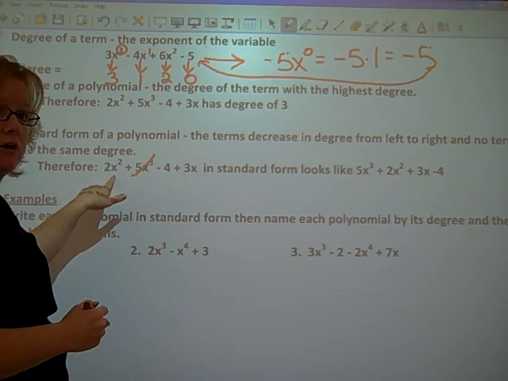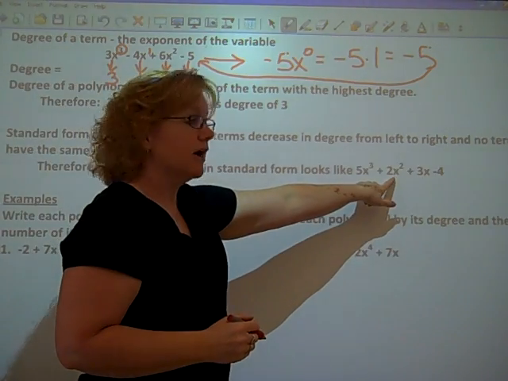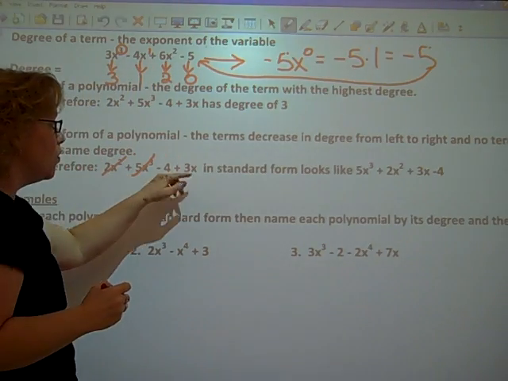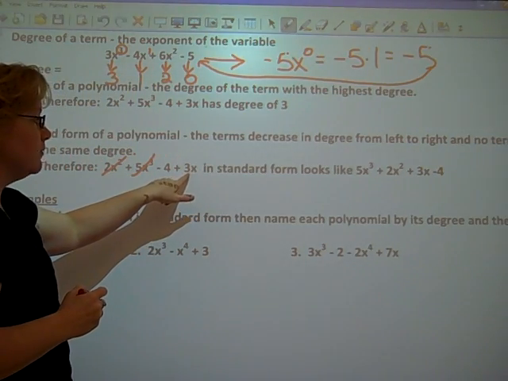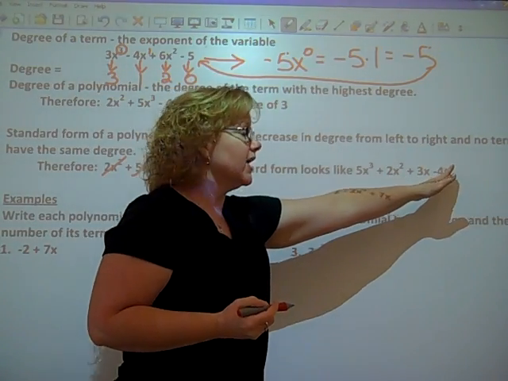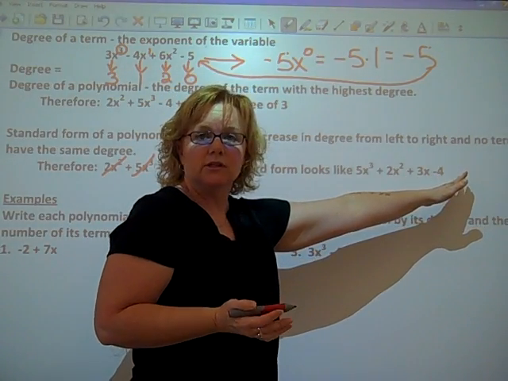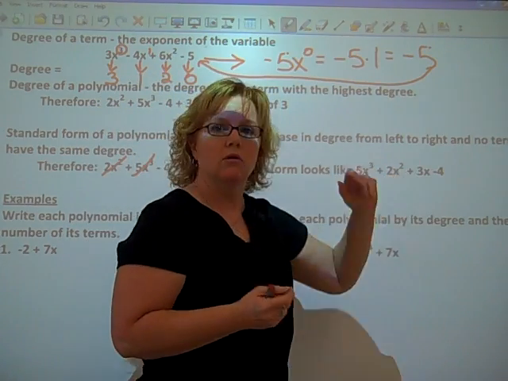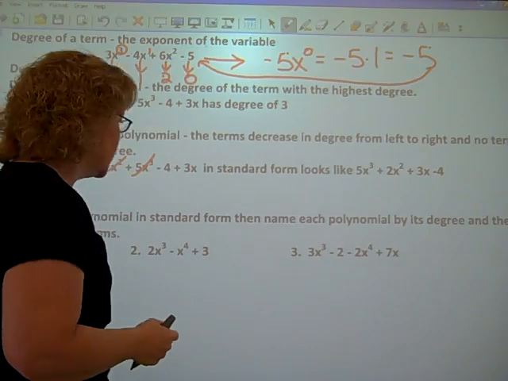Component, which is 2x squared, that goes next. Do you see it? So all I'm doing is putting them in order according to my exponents. Then I'm going to put 3x to the first power. And then my constant term is always going to go to the end because it has degree 0. So see, 3, 2, 1, 0. You with me? That's standard form.